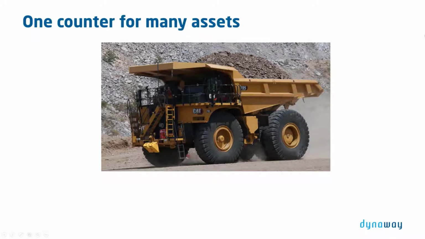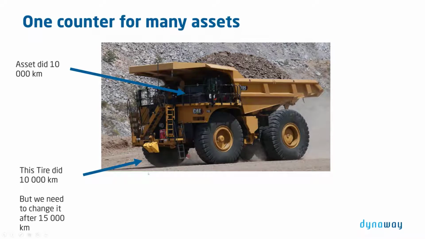So that's why one counter, which in this case is the counter of our truck, knows that our asset did 10,000 kilometers, but this tire also made 10,000 kilometers, and we need to change it when we reach 15,000 kilometers, right? So this is the maintenance we would need to do for this specific asset, which is one tire, but we are counting all the time on one counter, in fact.